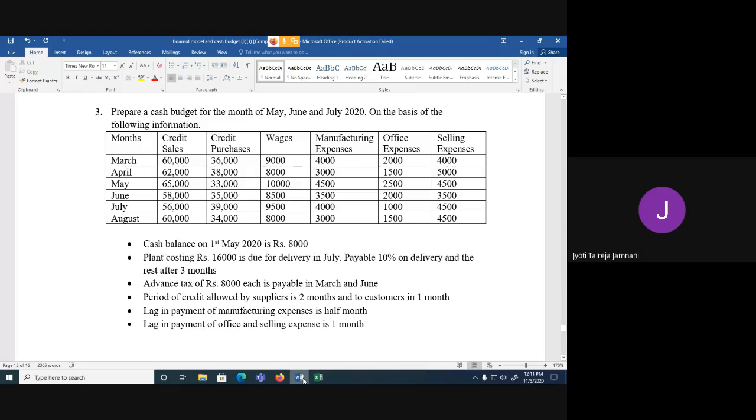Next. Period of credit allowed by suppliers is 2 months and to customers is 1 month. So customers basically are nothing but our credit sales. So we are giving 1 month credit on our credit sales. So whenever we sell, we are going to receive money after 1 month. That means March sales would be received in April.